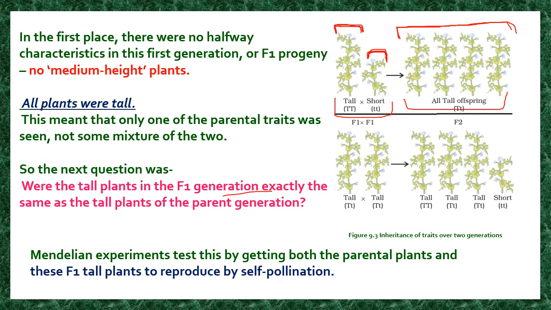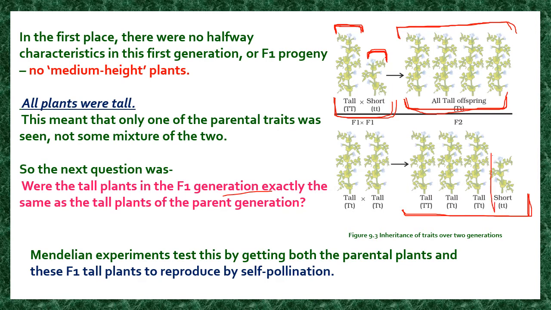Let me explain again. These are the parents, tall and short. And here we get the next generation. And when this next generation gets self-pollinated, we get tall, tall, tall, tall, again tall, tall, and this short. The next generation is showing that short characteristic.